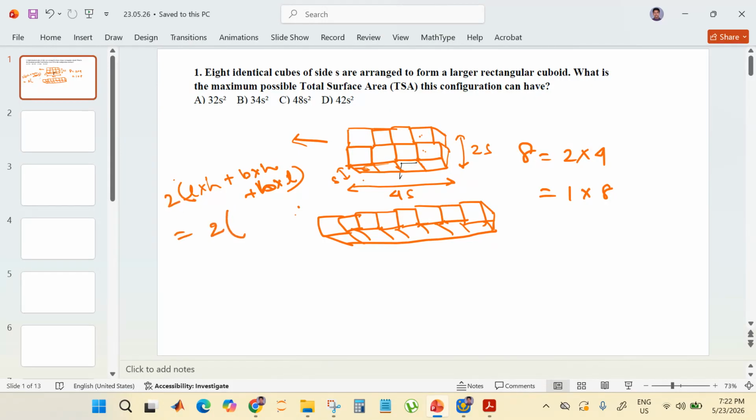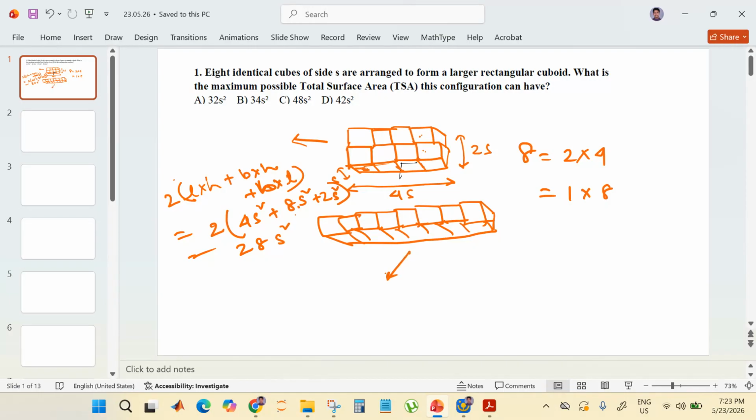So 2 times L into H, that is 4S squared, plus 8S squared plus 2S squared. So it will be what? 4 plus 8 plus 2, 10, 14, so 28S squared. 8 plus 2, 10, plus 4, 14, 28.